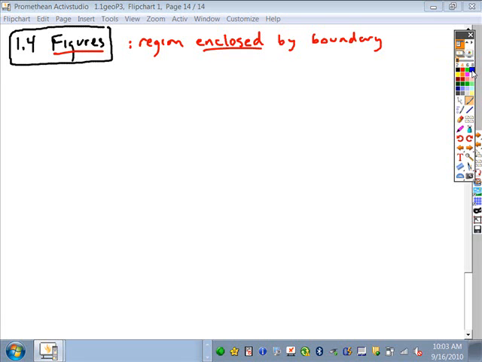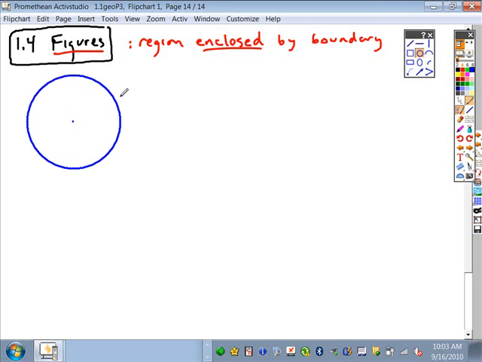So we'll begin with figures that you can form using one single consecutive line, and that figure is a circle. Okay, so a circle is thought of historically as being the region enclosed by a single consecutive line.